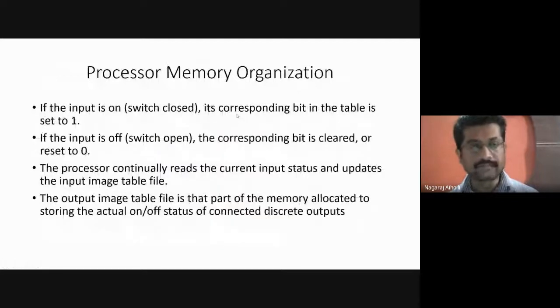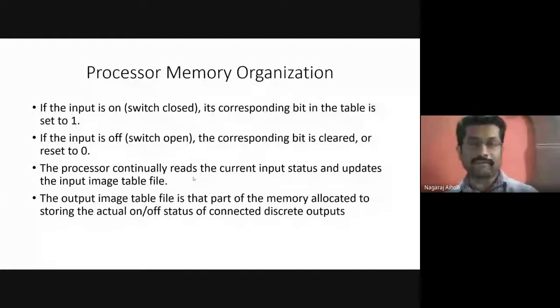If the input is on, the switch is closed, its corresponding bit in the table is 1. If the input is off, the switch is open, the corresponding bit is cleared or reset, set to 0. The processor continuously updates the status of the input devices and the output devices. If the input device is high, if the switch is closed, then the memory location meant for that status is set to 1. It is storing 1 in that particular bit in the input image table file.